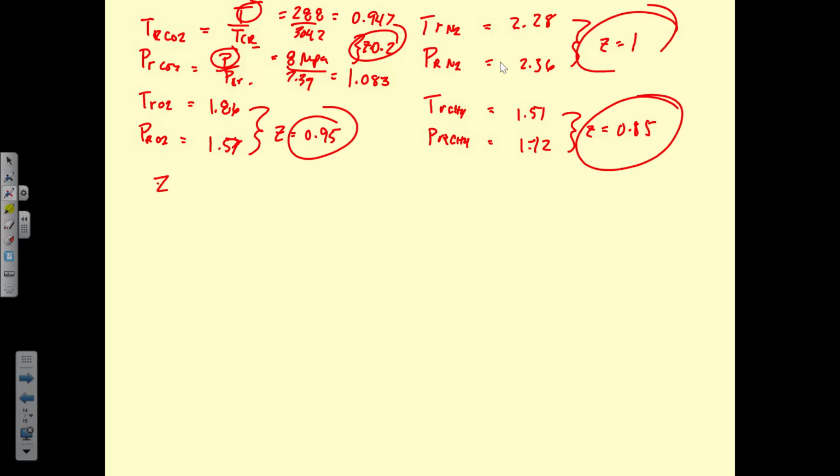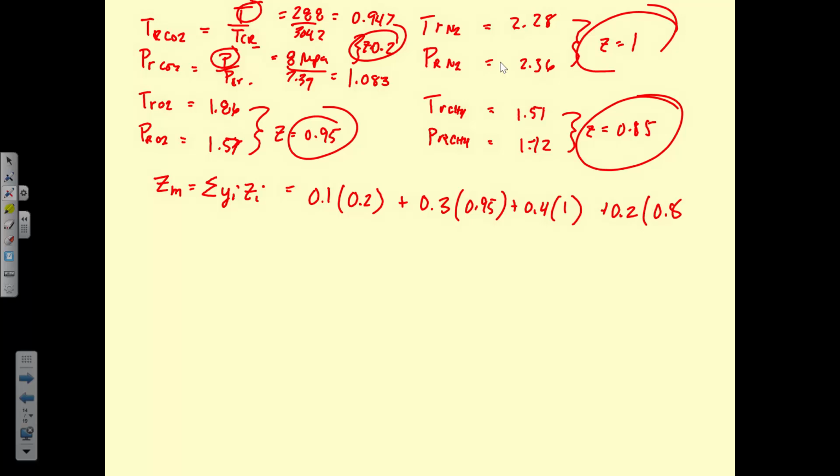So now we're going to figure out, using that together, what is our average Z value. So we use, again, the molar fractions, which are based on those percentages that we had earlier. So 0.1 times the Z value of 0.2 plus 0.3 times the Z value of 0.95 plus 0.4 times the Z value of 1 plus 0.2 times the Z value of 0.85. So we find this average Z value for the mixture is 0.875.